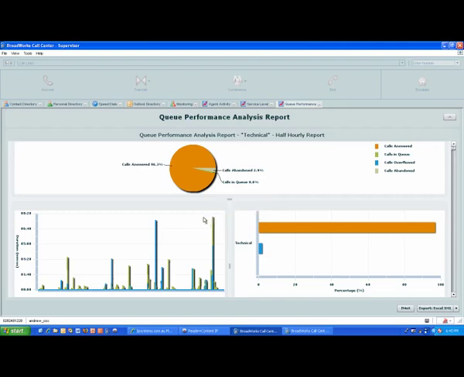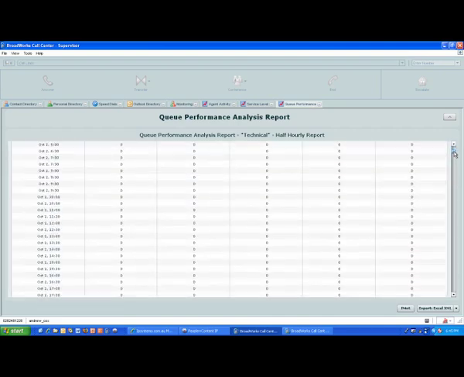And overall for the month, 2.9% of calls were abandoned. So we'd like to keep it lower than that, but that's the measure that we hold ourselves accountable to.